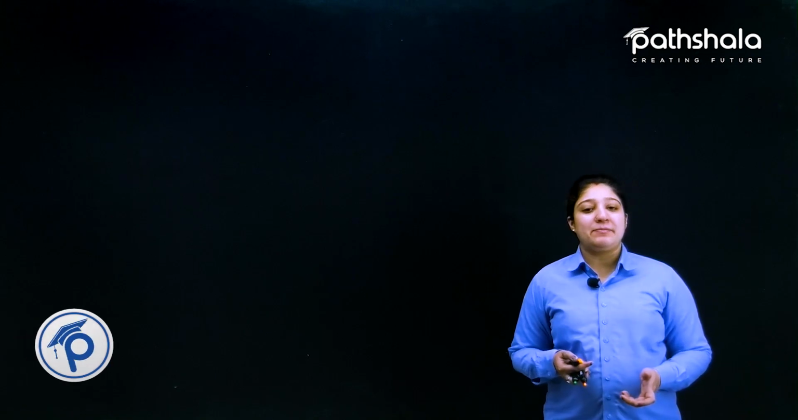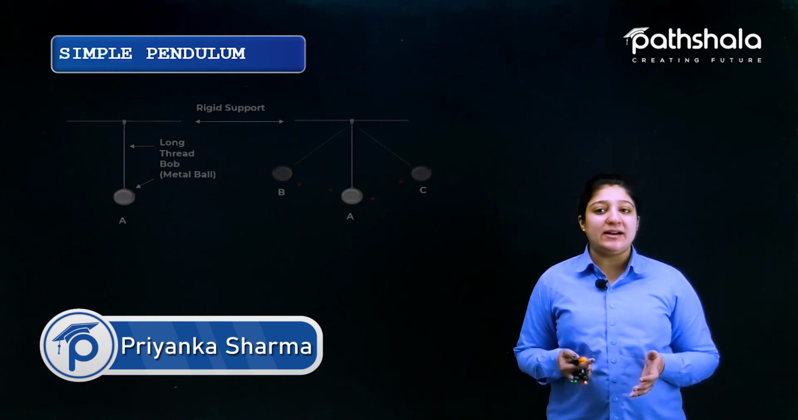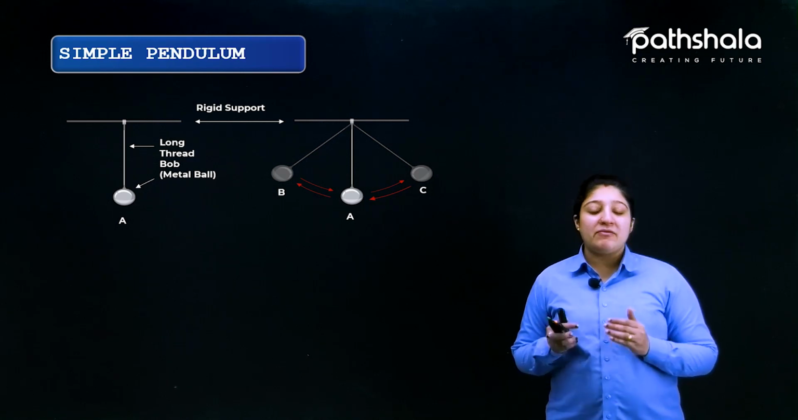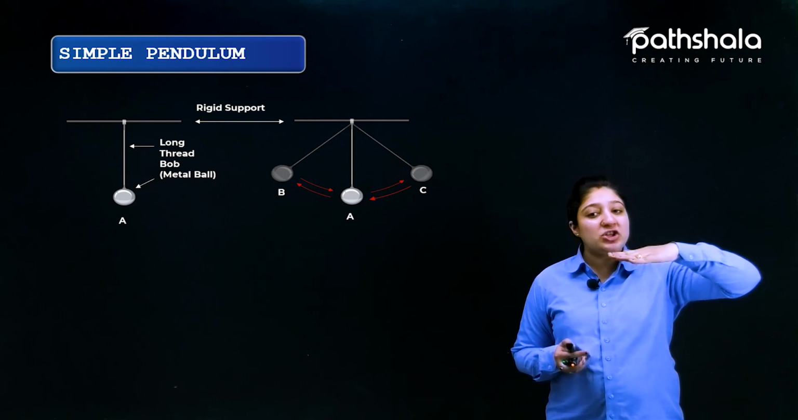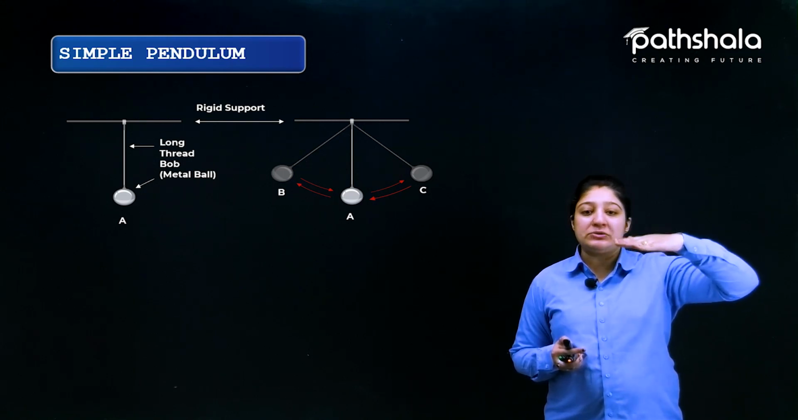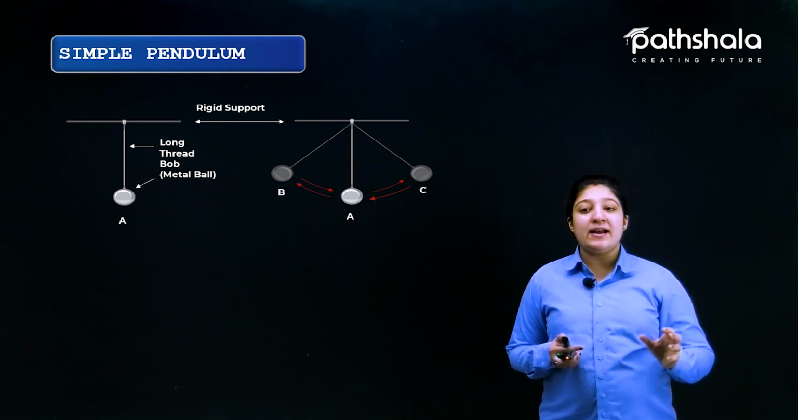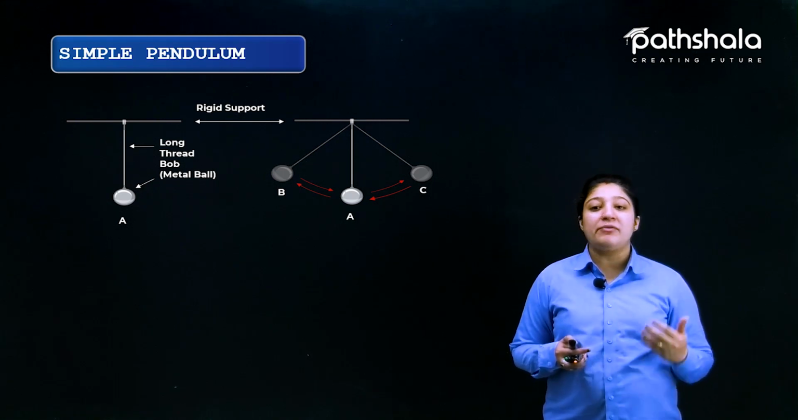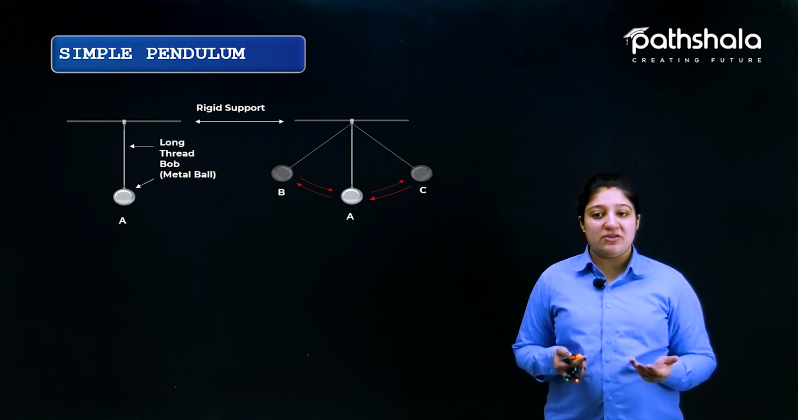Let's move to our next topic, that is the simple pendulum. How a simple pendulum works and what the motion of a simple pendulum is, we are going to understand in this slide. Here in the image you can clearly see that the simple pendulum involves a rigid support on which the pendulum is hung or swings. After that it is attached with a thread, and at the bottom there is a bob, which is like a ball. It is made of metal and it does the motion which is oscillatory motion.